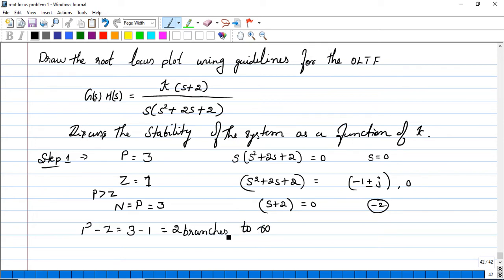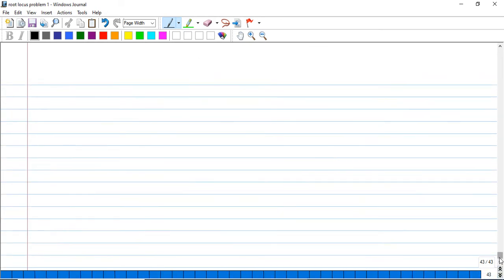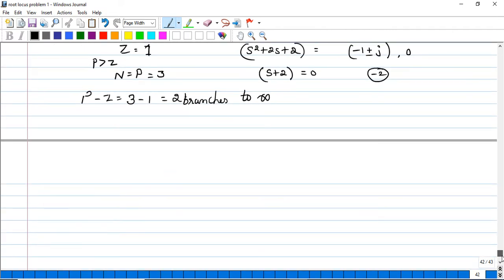So that is step 1. By identifying the number of poles and zeros, we come to the conclusion that it is case 1, p greater than z, and we check how many branches will tend to infinity. So we get some clear picture of what will happen after drawing the root locus. Okay, so step 1 is done.